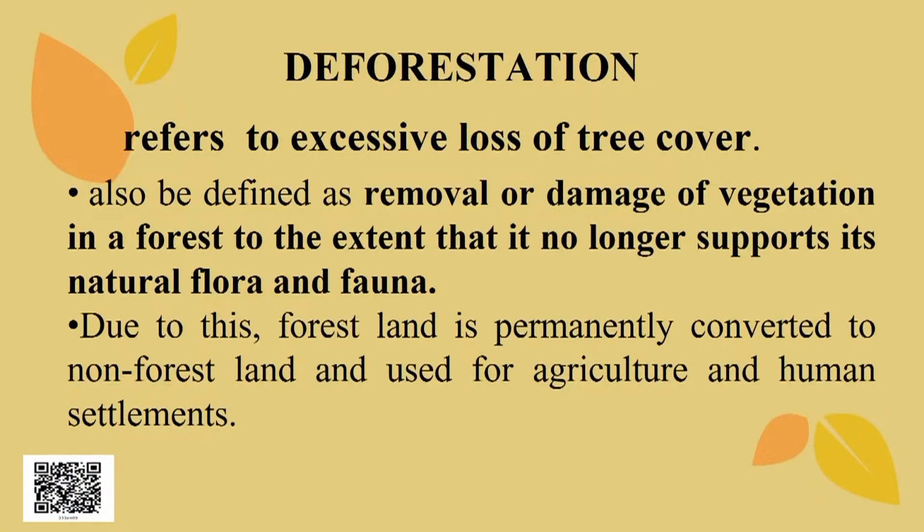Now we come to deforestation. We already said deforestation means cutting of the forest or losing of forest cover. So, deforestation refers to excessive loss of tree cover, and it may be defined as removal or damage of vegetation in a forest to the extent that it no longer supports its natural flora and fauna. Due to this, forest land is permanently converted to non-forest land and used for agriculture and human settlements. It often gets converted to desert.